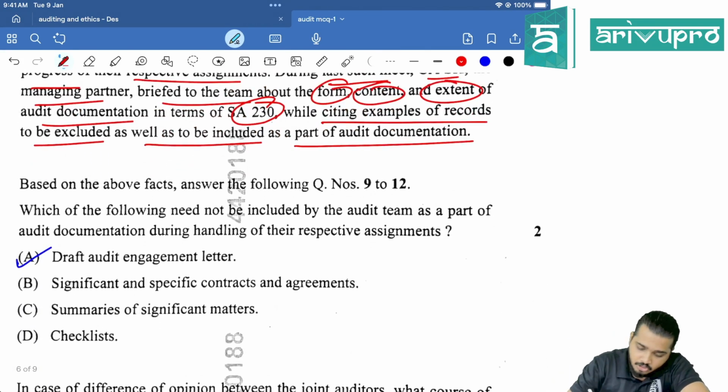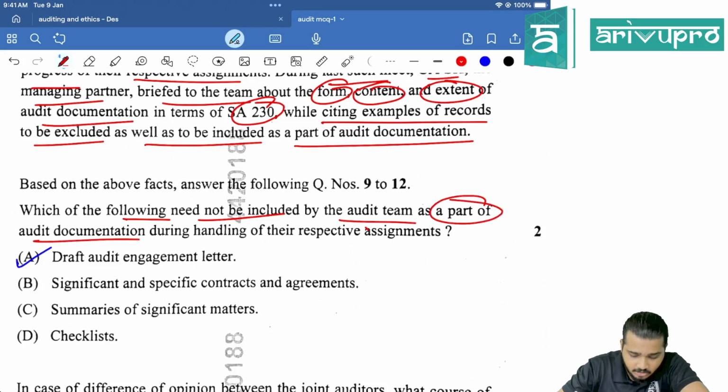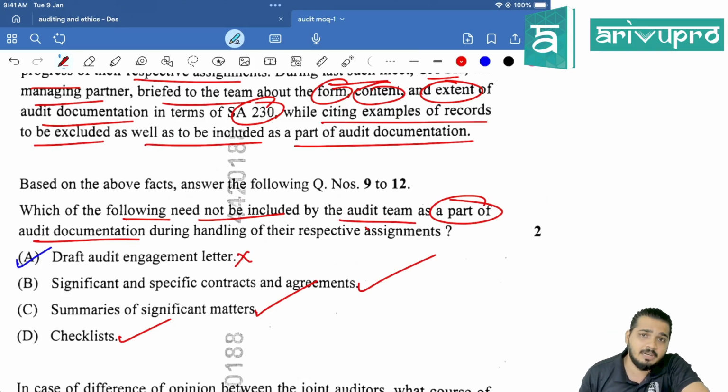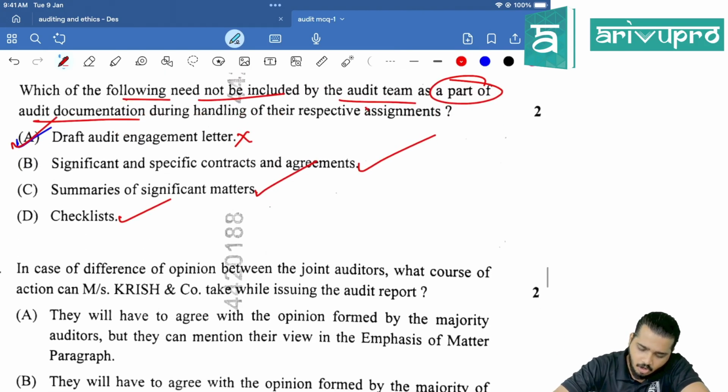Number 1, which of the following need not be included by the audit team as a part of audit documentation? See, checklist is there, summary of significant matters is there, significant and specific contracts and agreements are there, draft engagement letter is not there because we put the final engagement letter. Once everything is approved, only that final engagement letter is what we put. Draft can be changed, no? So why do we put that? Answer is A, option A.